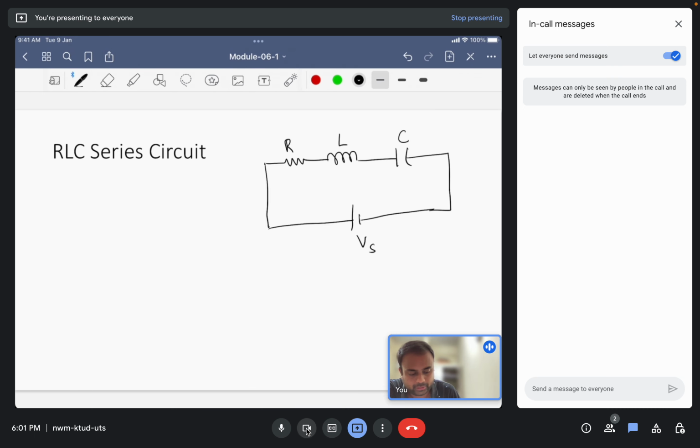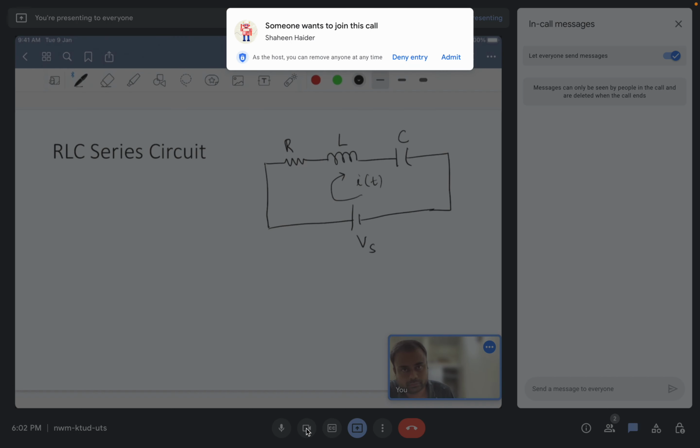In this case current will be drawn by the RLC combination, and we first need to determine the nature of this current function i(t). The objective is simple. We will start by writing the KVL, that is Kirchhoff's voltage law.